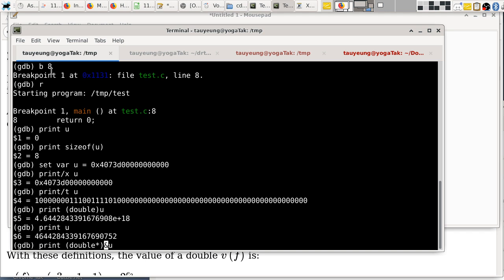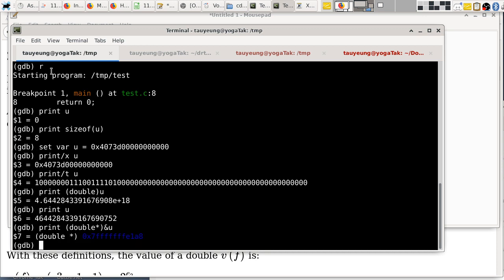But we are not done yet, because if you do a print here, it's just going to print out the address of U. It's not going to be very helpful. So we have to dereference it. So we have to do a dereference of this thing here. Because it's a pointer to a double.